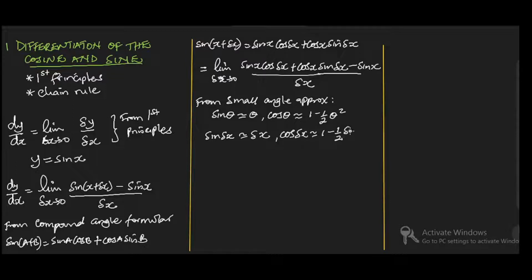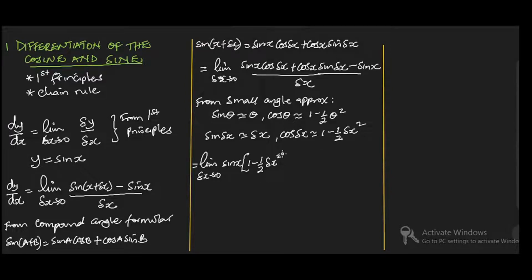Our theta is a small change in x, but it is now squared. So you do a substitution here again. We carry on with substitutions for these small changes in x, and then for 1 minus a half small change in x squared. So we continue. We say the limit as the small change in x tends towards 0. Our sine x remains, so we shall have sine x times cos of the small change in x. We substitute it with this, so we shall have 1 minus a half small change in x squared.